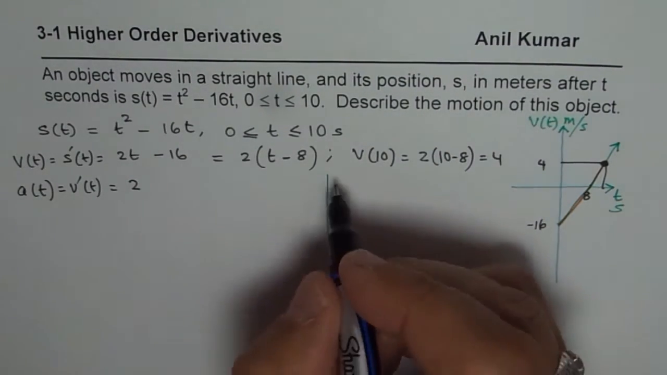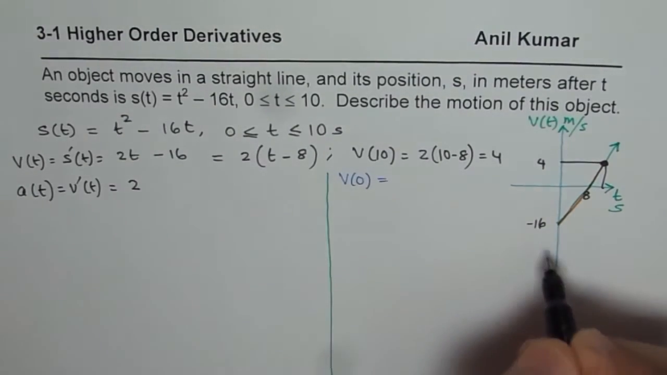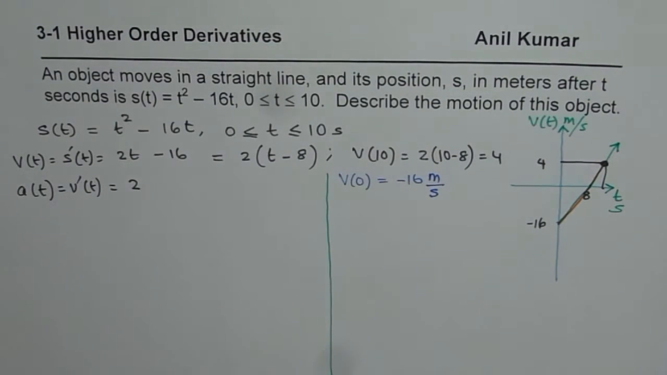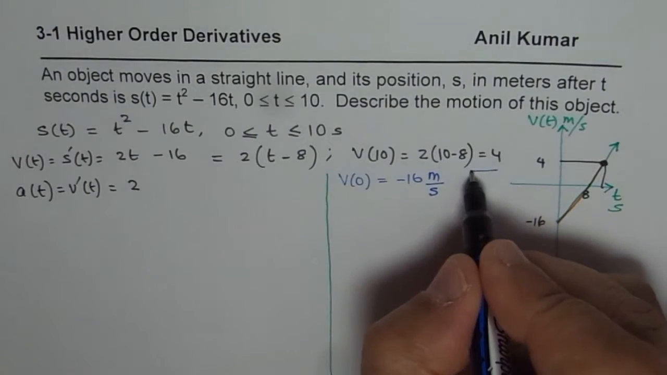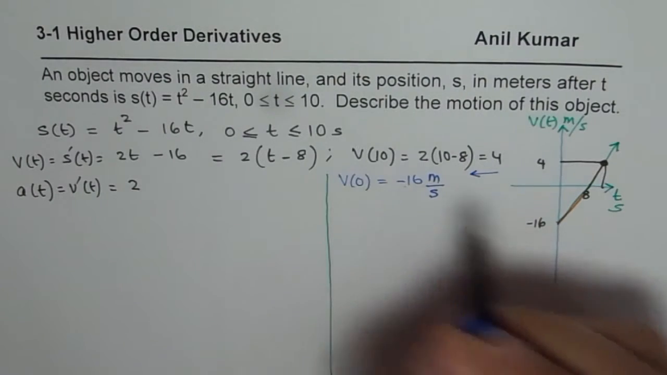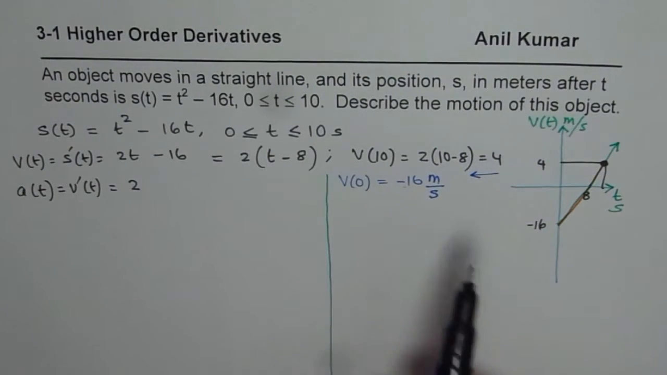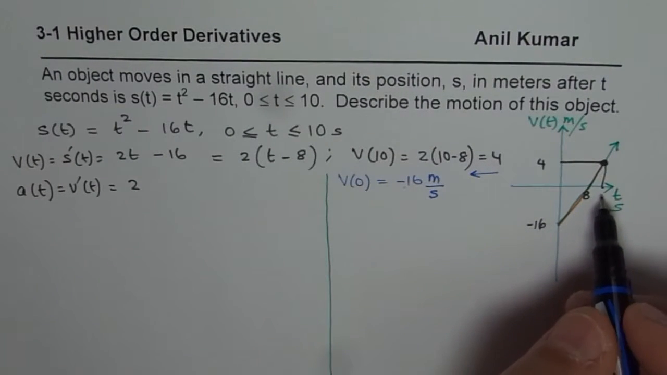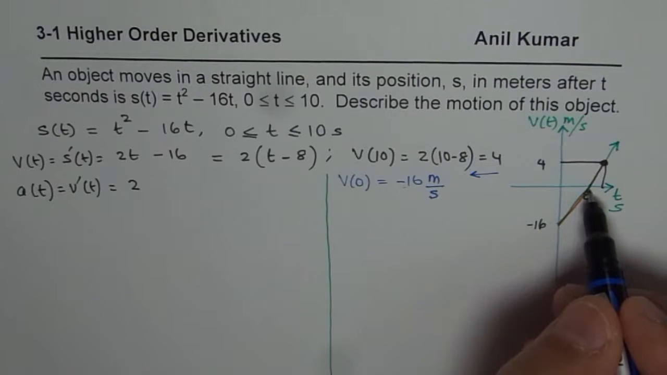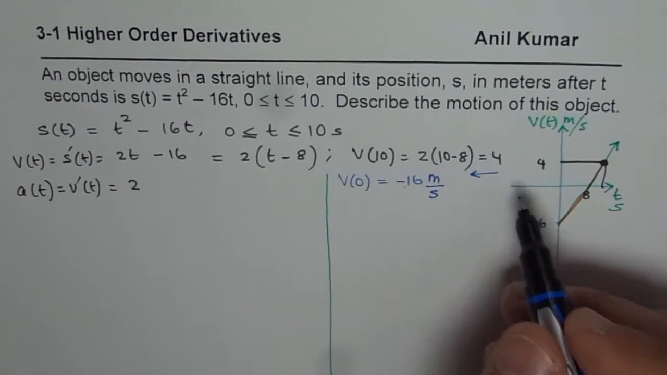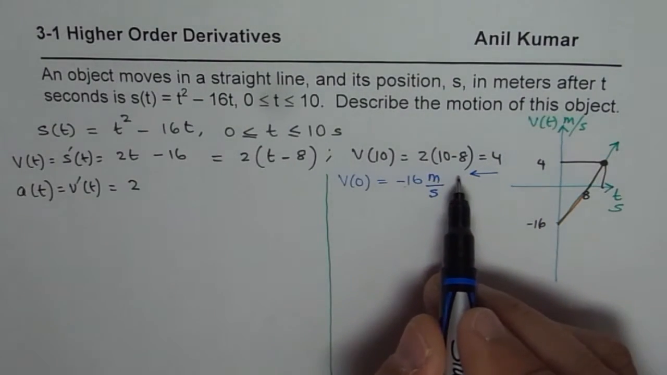Let us see how to describe the velocity function now, okay? So we have initial velocity as minus 16 meters per second. Now when we say minus, that means the object is moving left, right? On a straight line, we are saying the object is moving left, and that is what negative velocity reflects. You could also say it is going south. So the negative velocity is left or south. It could be either way.